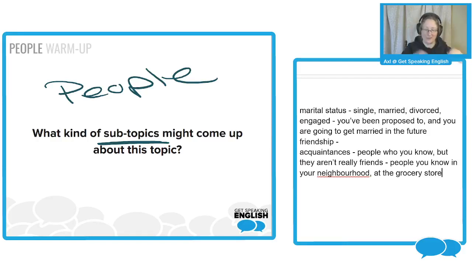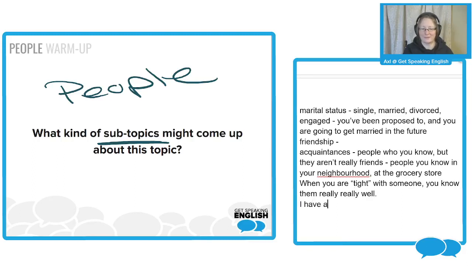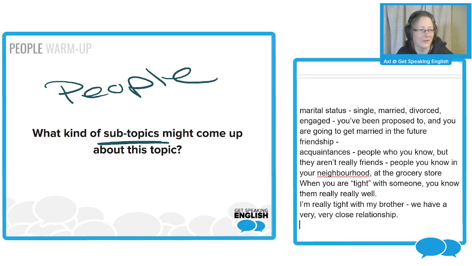We might say that we are tight with people. So when you are tight with someone, you know them really, really well. So I might say, I'm really tight with my brother, for example, so we have a very, very close relationship. So we're very good together.